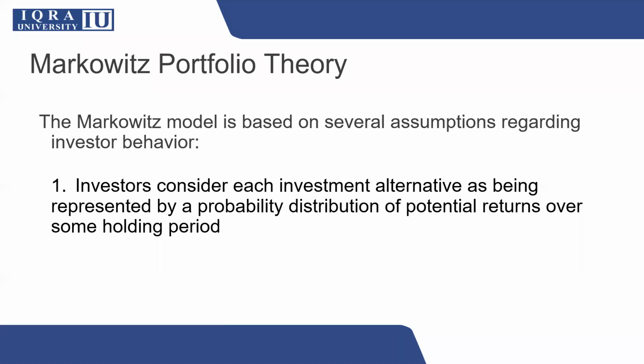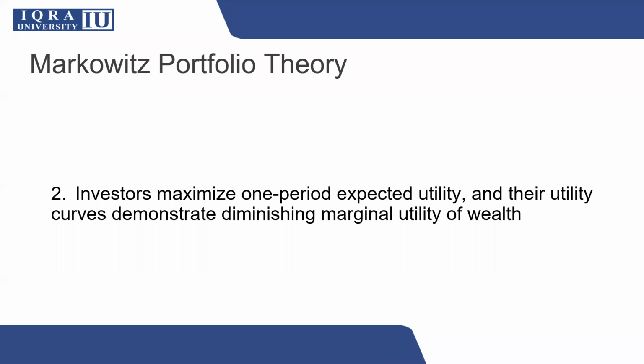So investor applies a probability distribution on each investment alternative return that might turn up in future. This can be taken as his expectation of return in future. And as you know, this is important because investor is always working on future expectations. So the first assumption is related to this concept.